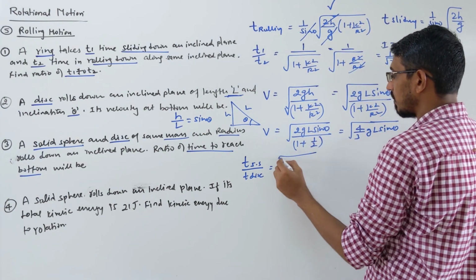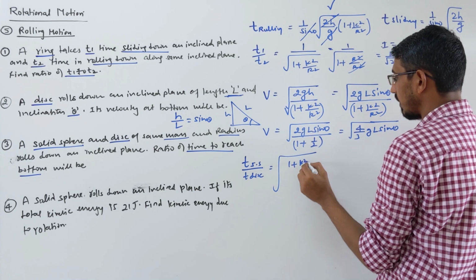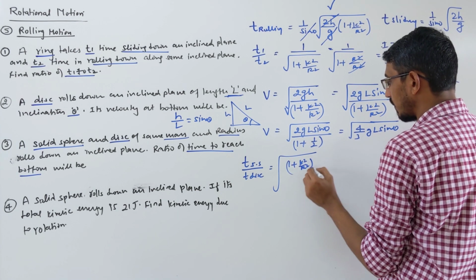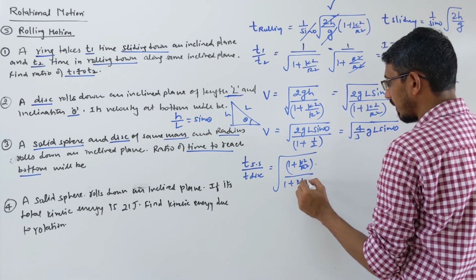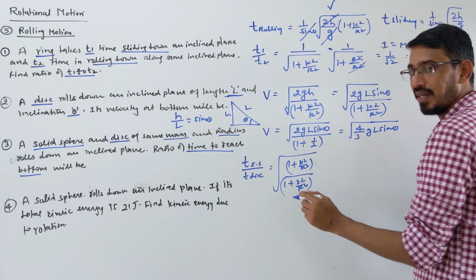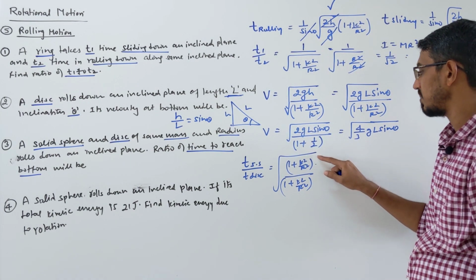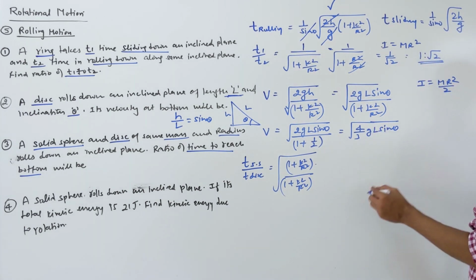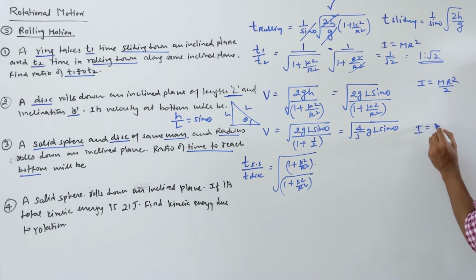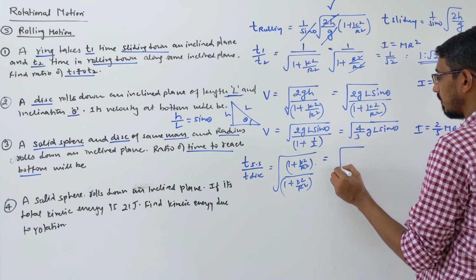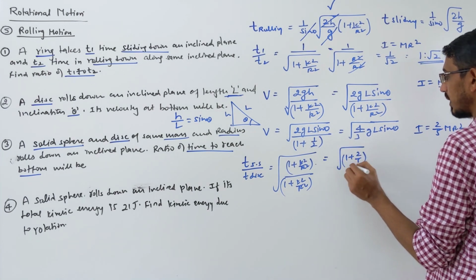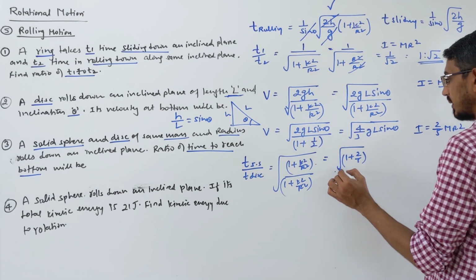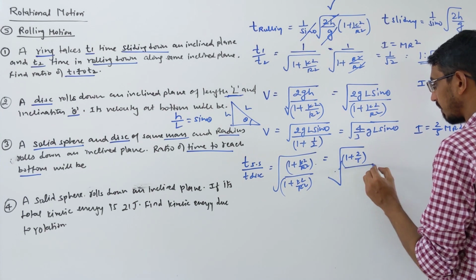So I can write root of 1 plus k square by r square for your solid sphere, and 1 plus k square by r square for the disk. Do not cancel them, because k is different. This is for the solid sphere, that's for the disk. For the solid sphere, inertia is 2 by 5 of m r square. So k square becomes 2 by 5 into r square. So this becomes 1 plus simply 2 by 5, r square will get cancelled. Both are under the root, keep in mind.